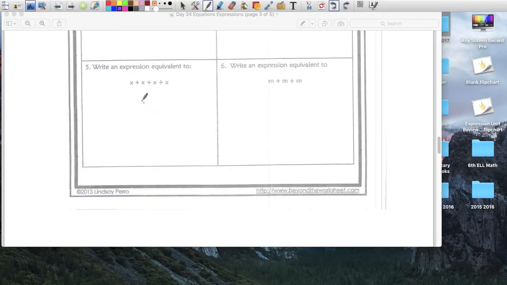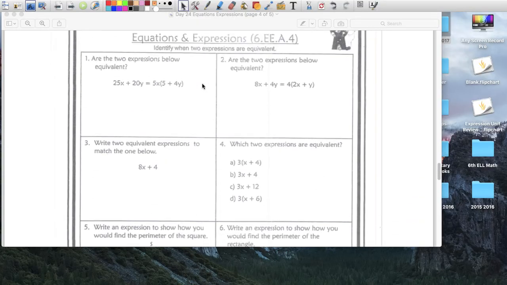So at the bottom, same thing. What is that? x plus x plus x plus x. So it would be 4. How many x's do you see? 4 x's. Right, and this would be 3m. Okay. Oh, good. There's one more page.